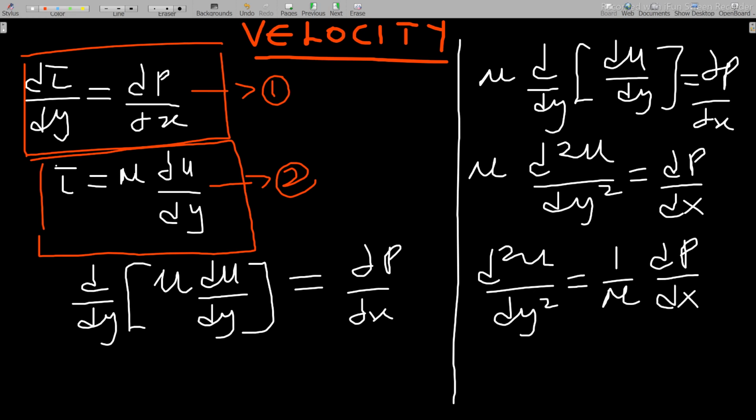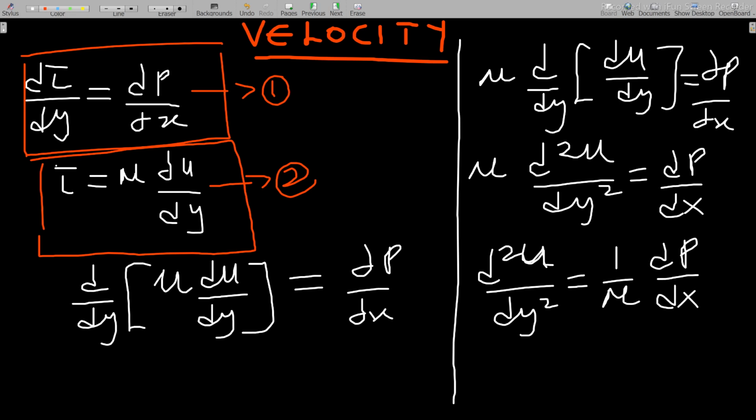Okay, so now this is the second differential equation of u, that is the fluid's velocity with respect to the dimension we are moving in, which is y. So how do you solve this? This is a very simple differential equation in one dimension. It's just an ordinary differential equation.